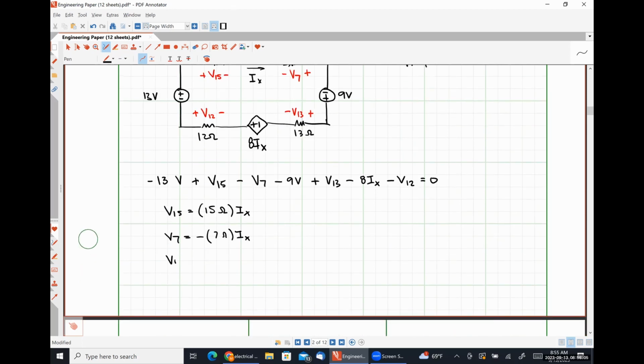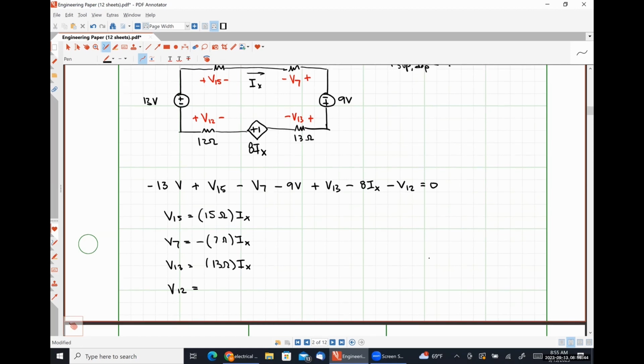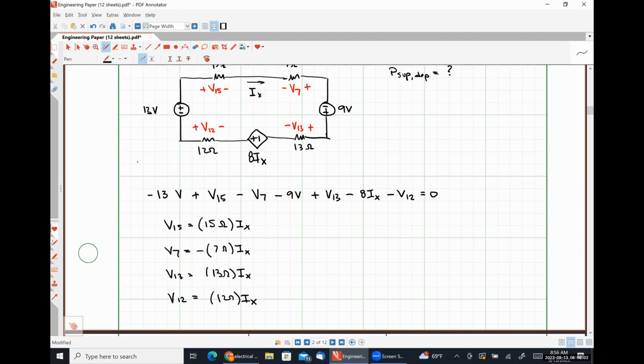What about V13? 13 ohms times IX. For V13, do I need a negative sign or not? I don't, because IX is flowing into the positive polarity terminal. And then lastly, V12, what's going on with V12? Mackenzie, can you help me out? Why do you say the current's flowing into the positive? On that bottom portion, it's going to be flowing from right to left, so it would hit the negative polarity terminal first there. Yeah.